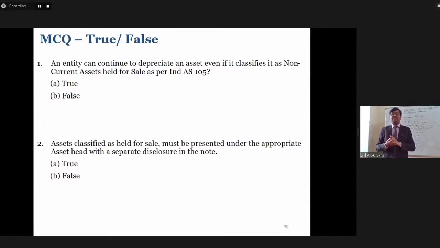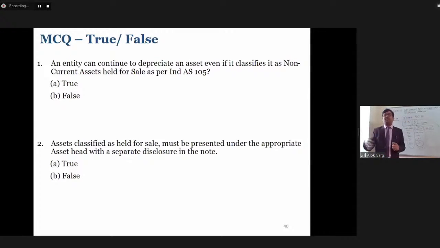So friends, then we discuss discontinued operation. Discontinued operation is a component of an entity. It is a segment of an entity for which the entity is preparing its results. Entity is reviewing its results. And an entity can continue to depreciate an asset even if it classified it as a non-current asset.